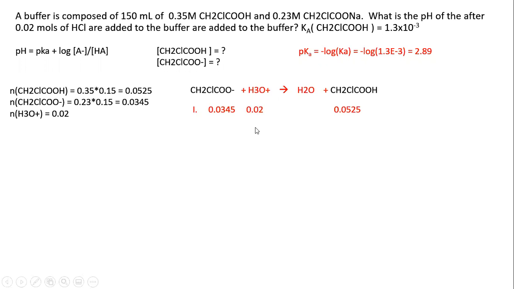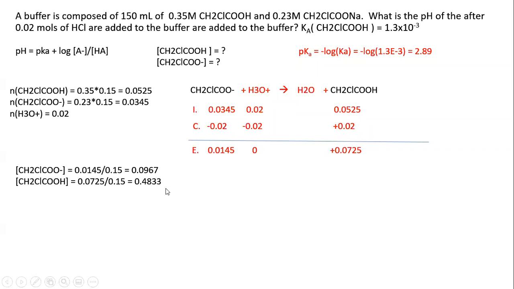But here we're okay. So we subtract 0.02 moles from the weak base, and we form 0.02 moles of weak acid. So at equilibrium, we have the moles of these. Now that we have the moles of the weak acid and its conjugate base, we can find the new concentration, plug it in, and we get a pH of 2.19. So this makes sense. Since we added a strong acid, the pH is going to decrease. Since there's more moles of weak acid than weak base, our pH should be less than the pKa.